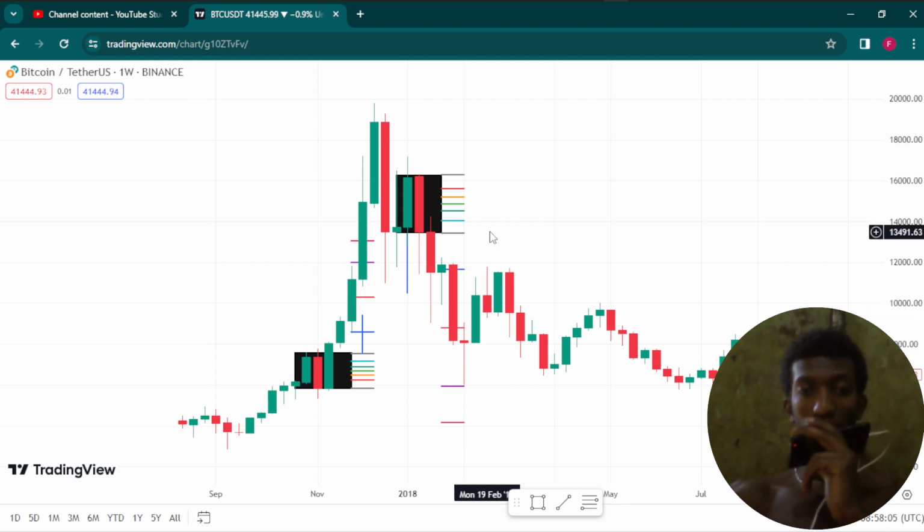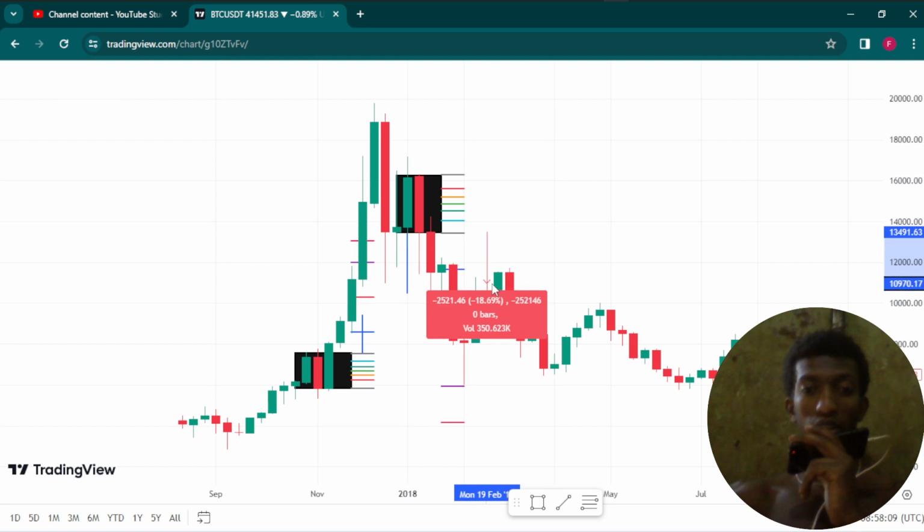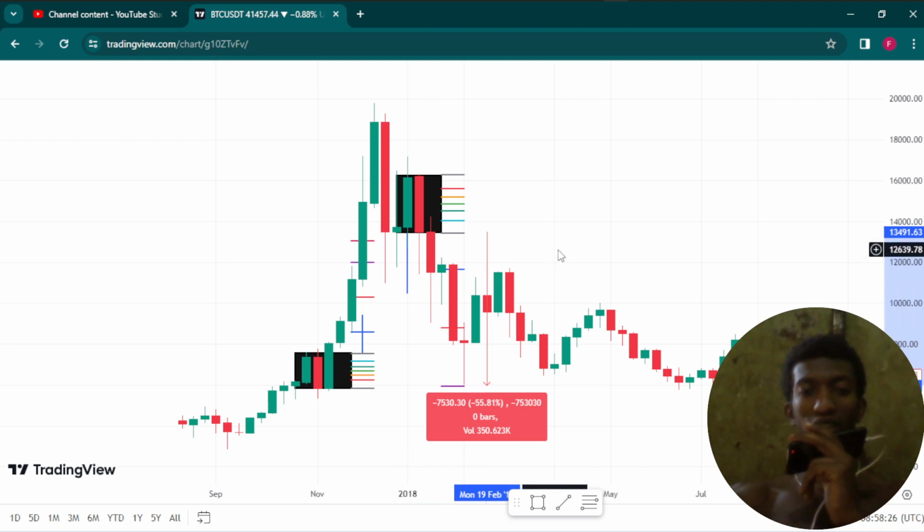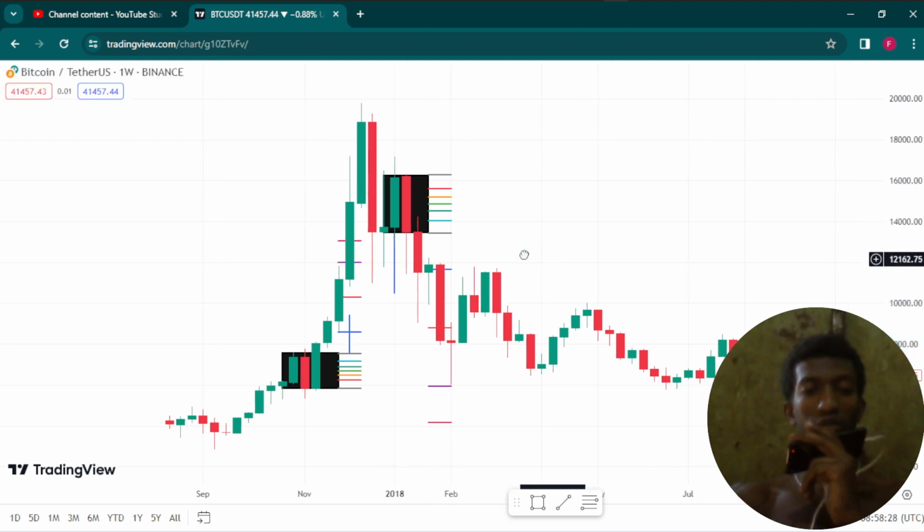This is a huge amount. If you measure from the top to where you entered, down here, that is a whopping 7,500 pips. As you can see, 7,500 pips. That is huge, huge. Right? TP3 is hitting. That's beautiful, beautiful.